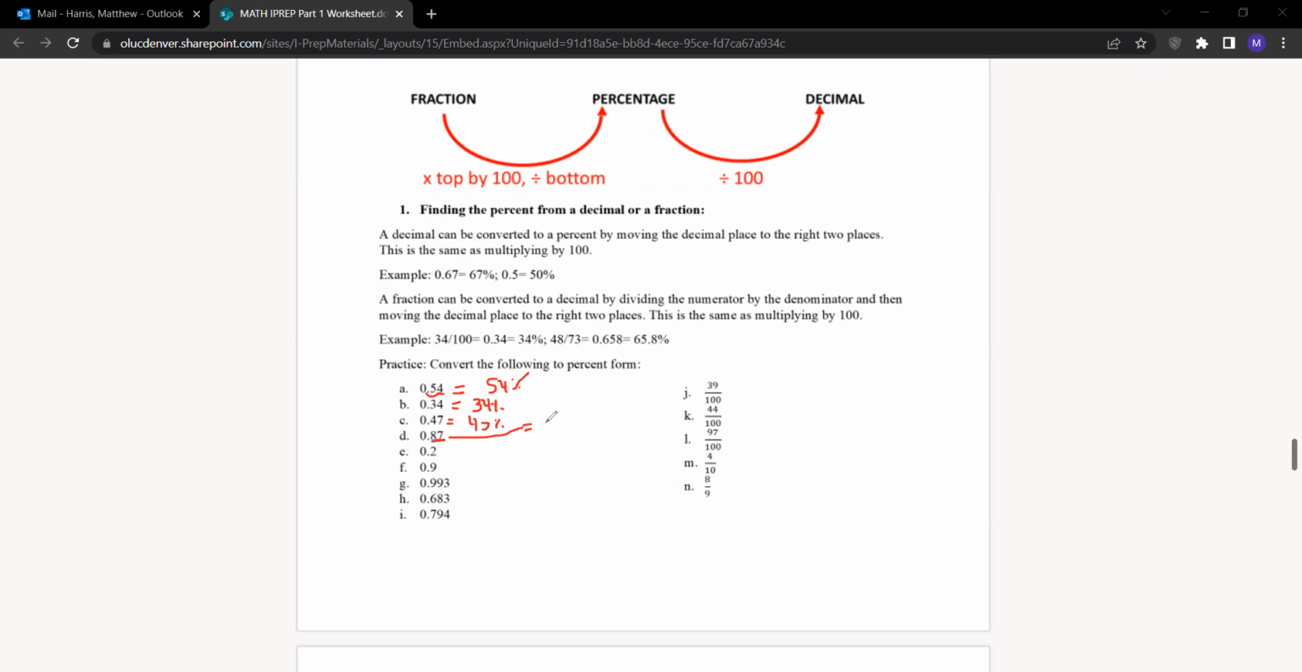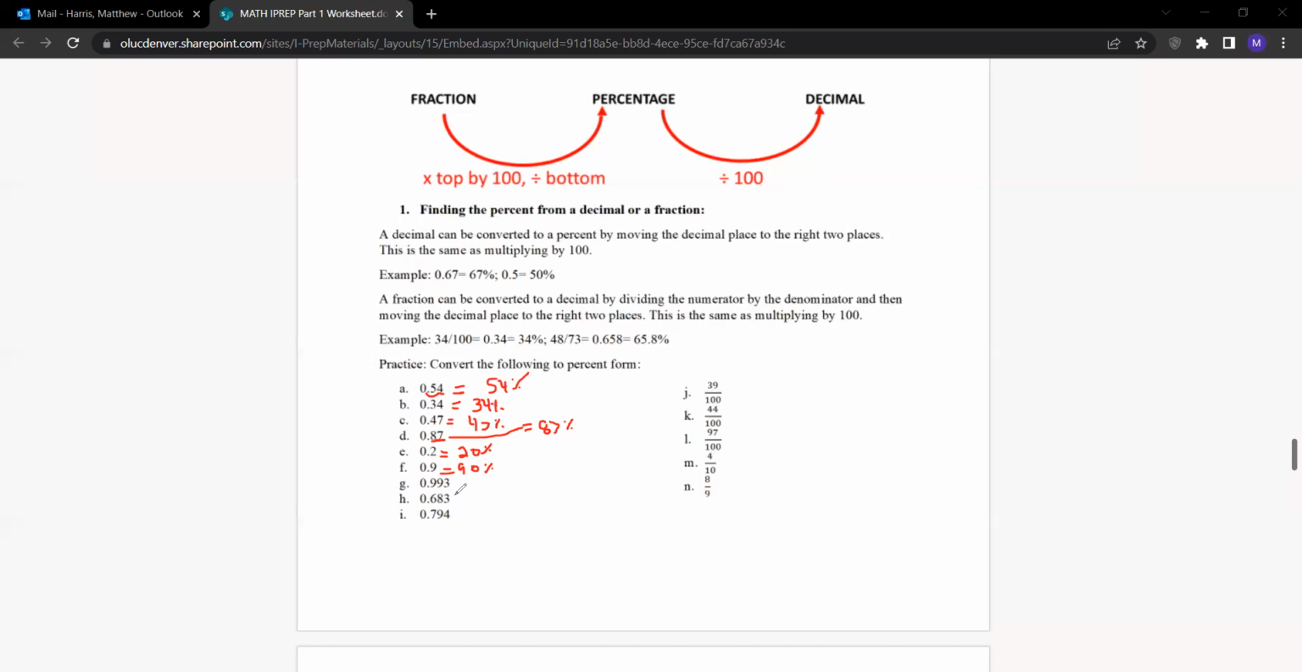0.87, so that's already out of 100. So 0.87 times 100 is going to be 87. So it's 87%. So 0.2. Here's where it gets a little bit different. 0.2 times 100 is going to be 20, right? So it's not going to be 2%. It's going to be 20%. 0.9, same thing. It's not 9%. 0.9 times 100 is going to be 90. So 90%.